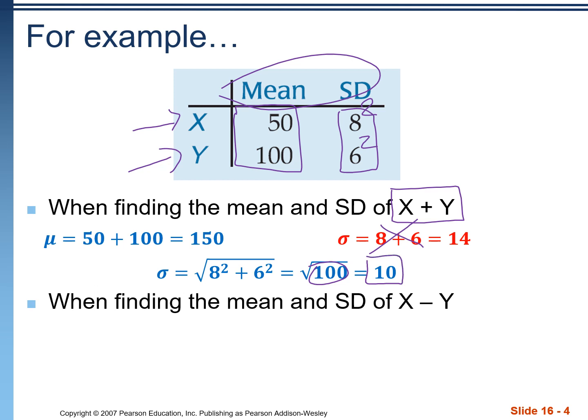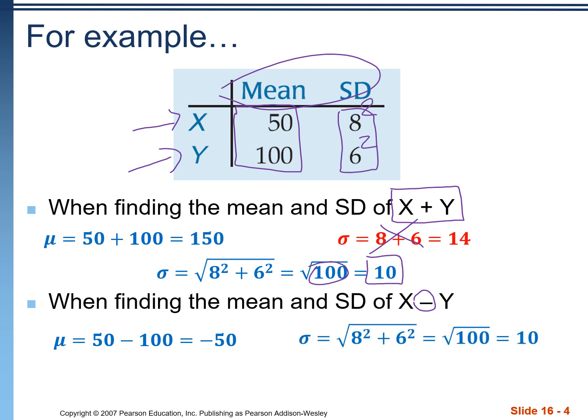If we change this problem to a minus, now we're finding x minus y. Mean, we just subtract them. They would have an average result of negative 50. And standard deviation is found the same way. It doesn't matter that this is a minus sign. Our uncertainty in this average still compounds with every additional random variable that we add on. So we always add variances regardless of what sign we're doing with the means.